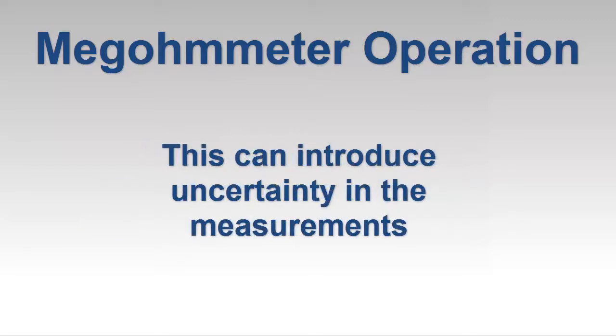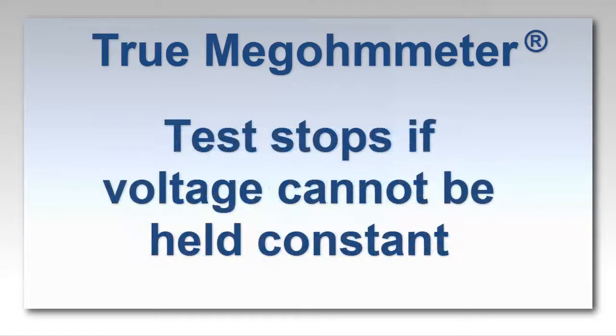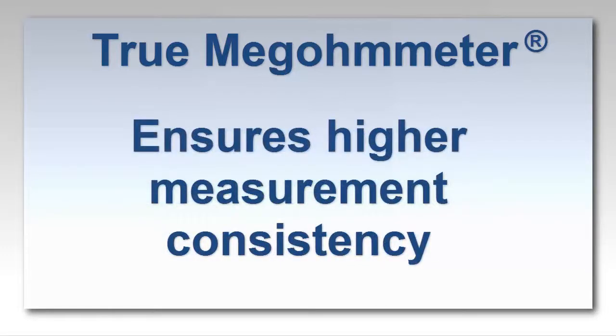This may introduce a level of uncertainty into the data, since ideally all measurements within a test should be made at the same test voltage to ensure a true comparison amongst the readings. AEMC's true Megohmmeter functionality ensures that the test voltage remains constant throughout the test, irrespective of how low the level of resistance. If for any reason the voltage cannot be held constant, true Megohmmeter instruments will end the test. This ensures complete voltage consistency across all measurements in a test, enabling you to compare results with a high degree of confidence.